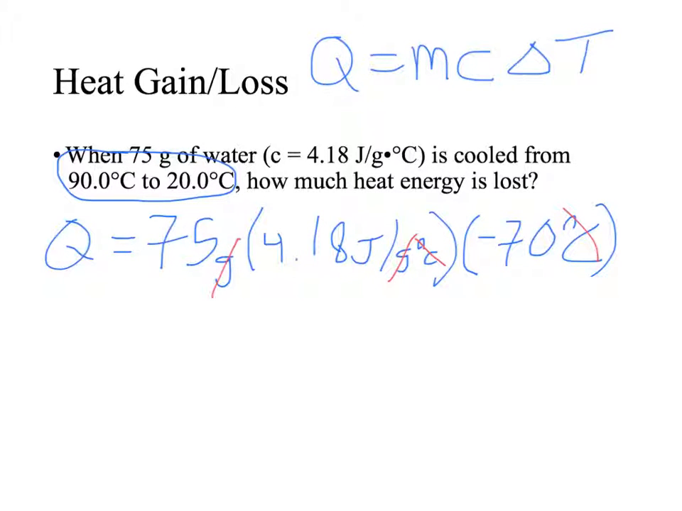So we end up with a final number when we do the multiplication of minus 21,945, and the only units we got left are joules, so that's joules, and that's the heat loss when we cool the water down. That's how much heat it has to give up to change its temperature that much.